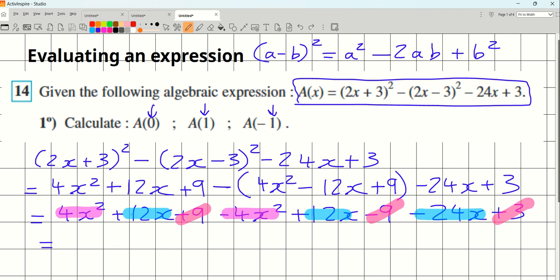What about the rest of it? 12x plus 12x, that is plus 24x. But look what we have here. We have a minus 24x right here. So that doesn't matter either.